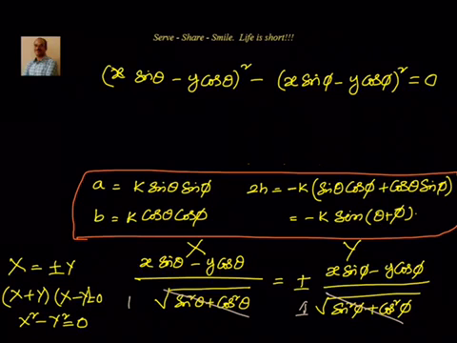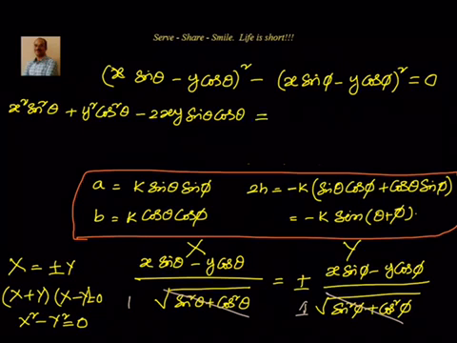We will have x square sine square theta plus y square cos square theta minus 2xy sine theta cos theta. I'll write down one step where we write down everything. Can I take this to the other side and say equal to x square sine square phi plus y square cos square phi minus 2xy sine phi cos phi.